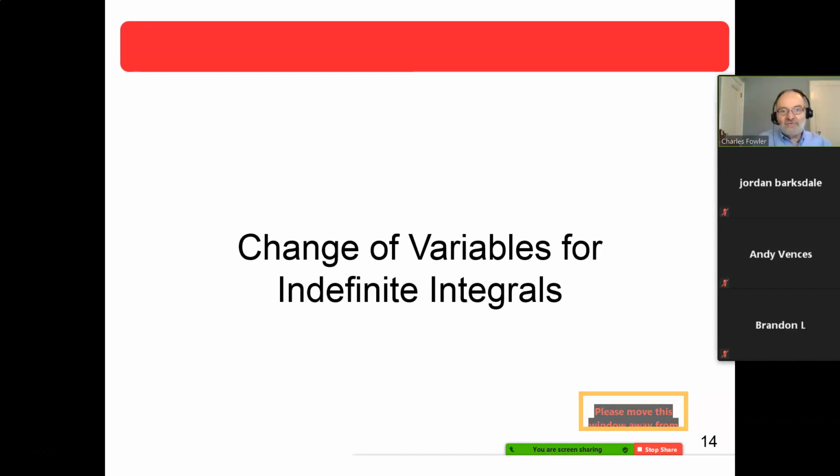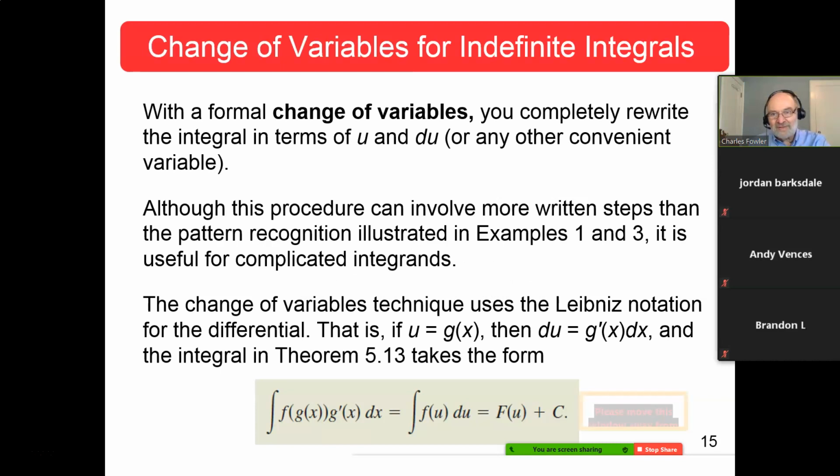Now we're moving to change of variables for indefinite integrals. That's what we've been doing. It's a u substitution. Call it a change of variables. With a formal change of variables, you completely rewrite the integrand in terms of u and du. Frankly, that's the way to go in my book. With pattern recognition there are so many places you can make a silly little mistake, and it's kind of complicated, and you will lose that mistake in there. So I like to do the u's and du's. It's so easy. Although this procedure can involve more written steps than pattern recognition, I don't think so.